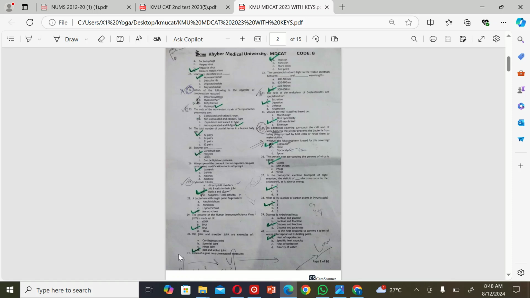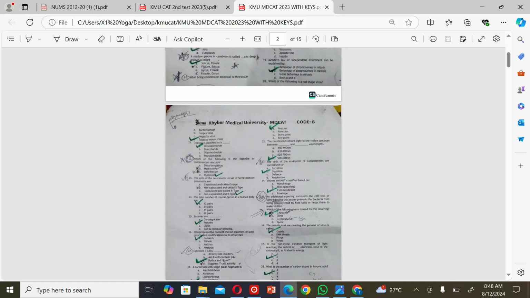Ball and socket joint. The next MCQ is: locus of a gene on a chromosome means its A. position, B. function, C. start point, and D. end point. So the correct option is A, position. The next MCQ is: the carotenoids absorb light in the visible spectrum between dash and dash wavelength. A. 400 to 600 nanometer, B. 300 to 700 nanometer, C. 620 to 700 nanometer, D. 500 to 600 nanometer. So the correct option is D, 500 to 600 nanometer.